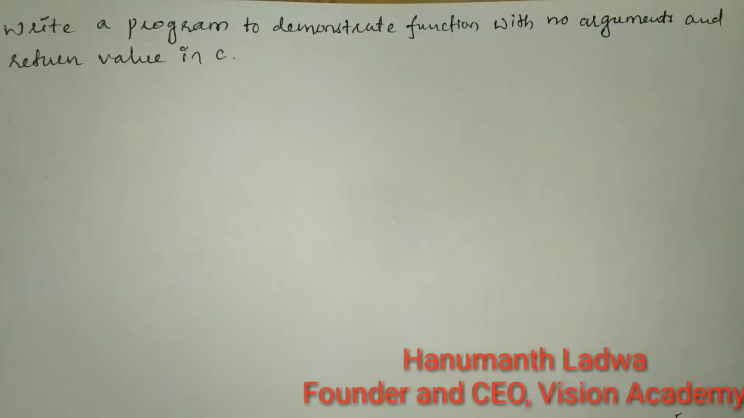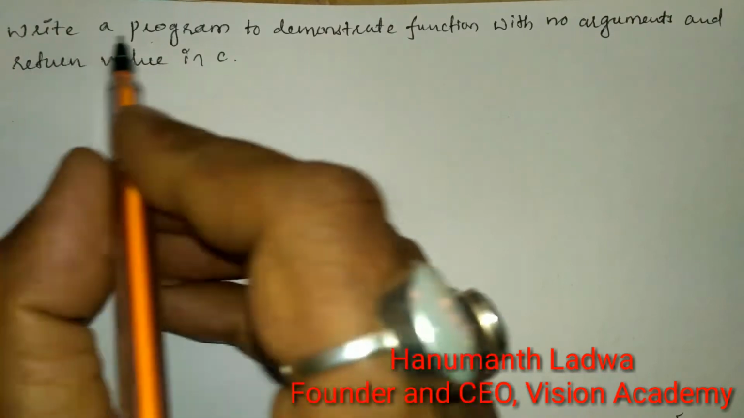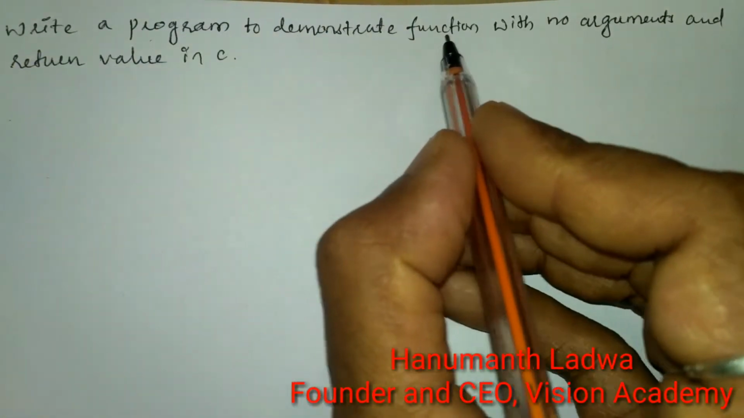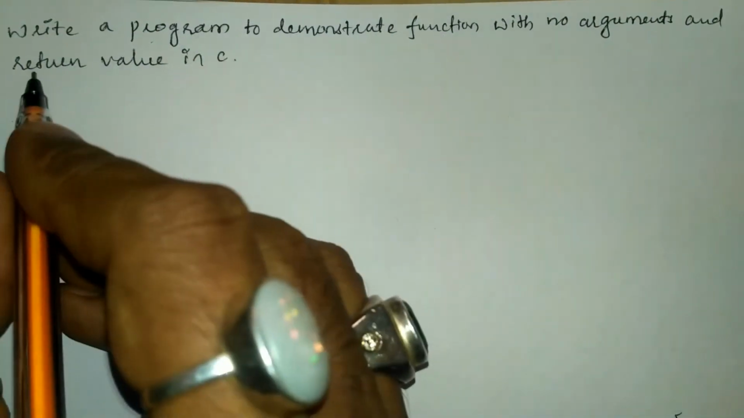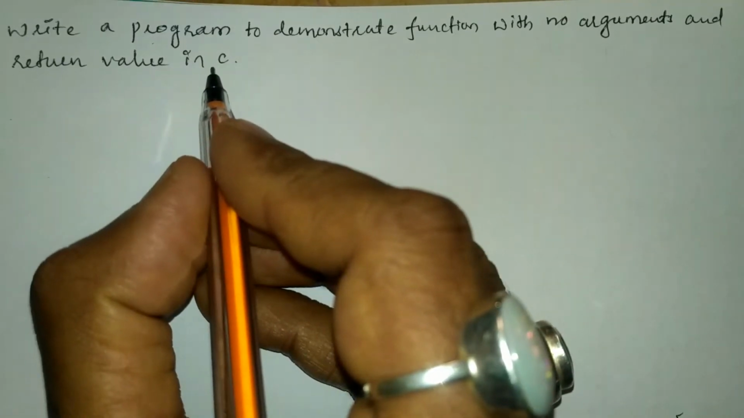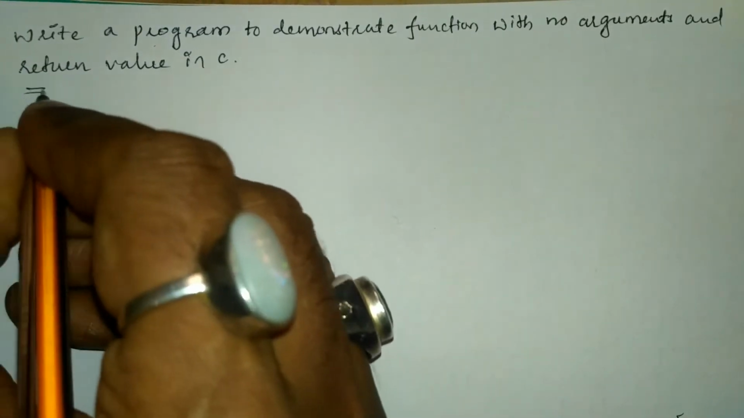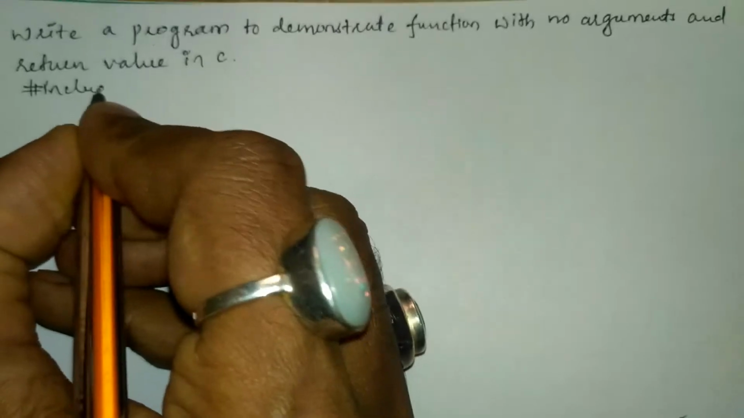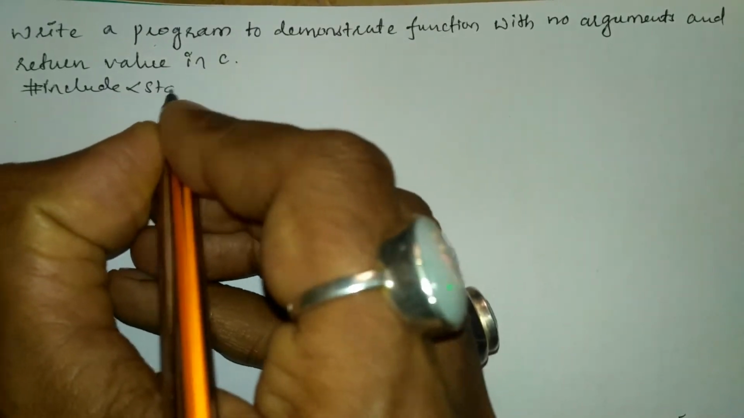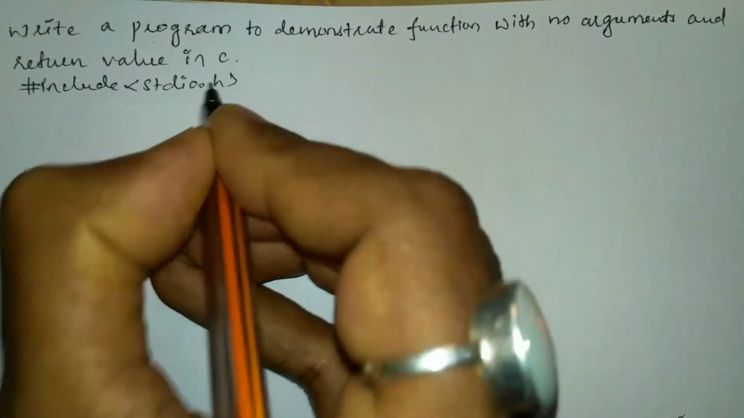My name is Hanmant Ladwa and in this video we are going to write a program to demonstrate function with no arguments and return value in C. Let us write the preprocessor directives. Hash include in angular brace we'll write standard input output .h header file.